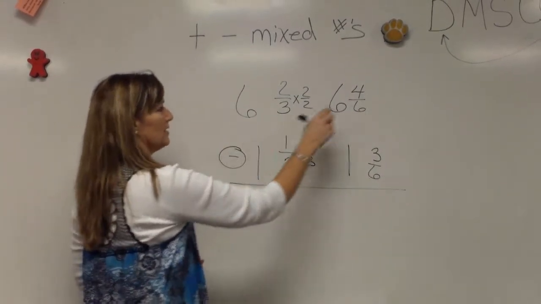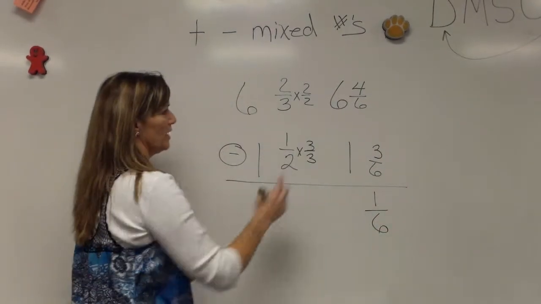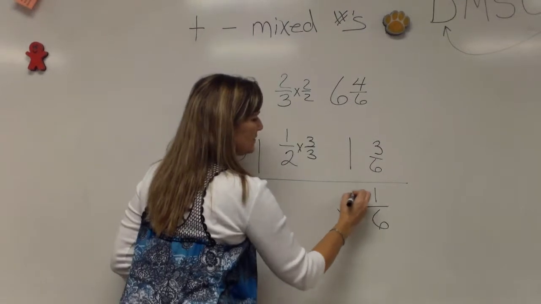I am subtracting. 4 minus 3 gives me 1. I already had my common denominator. And 6 minus 1 is 5.